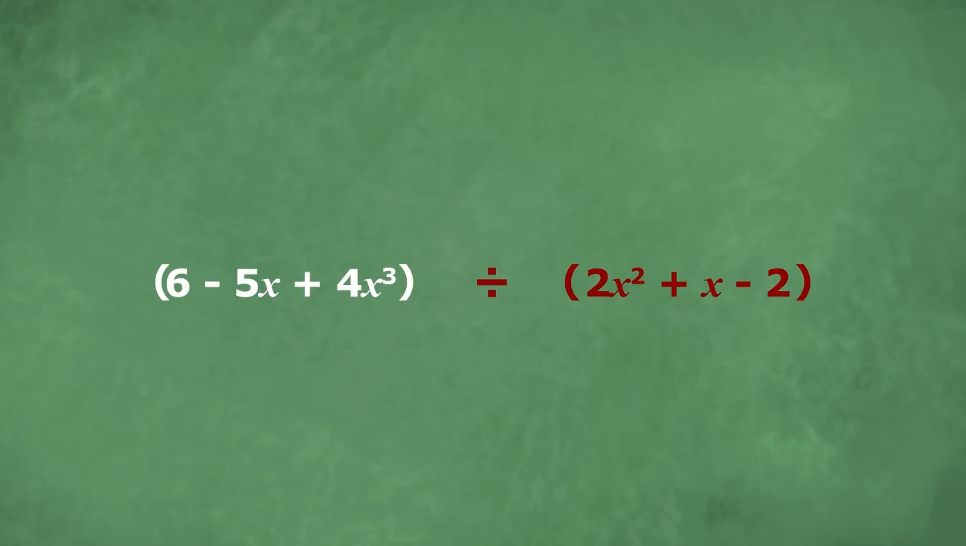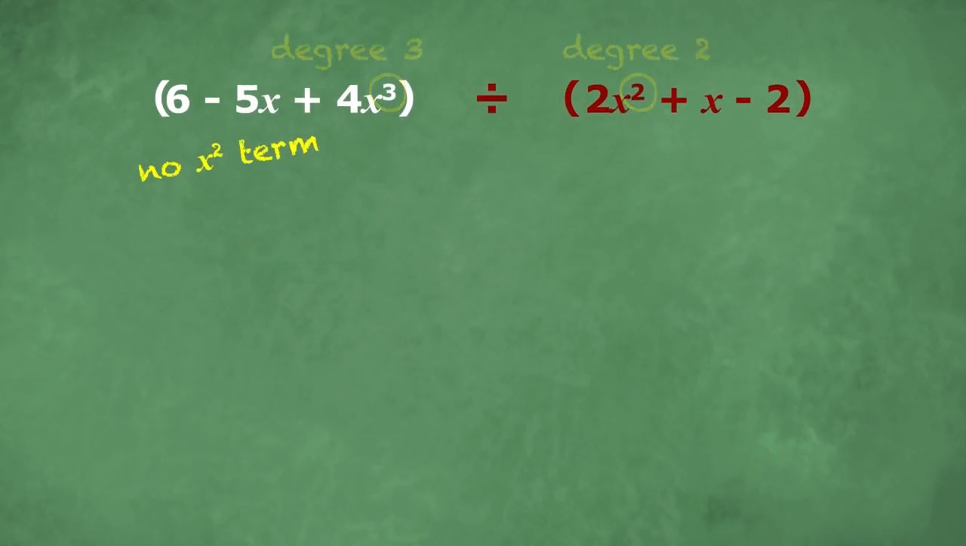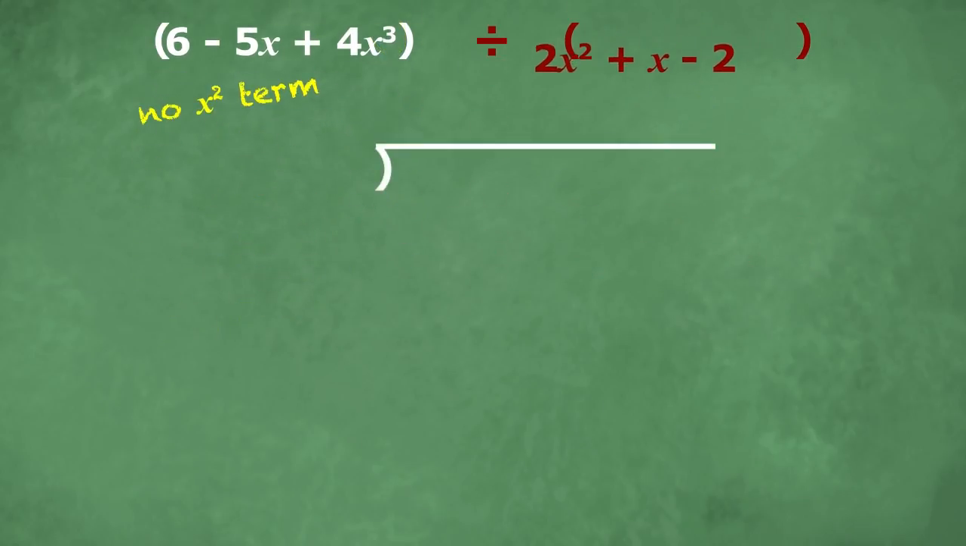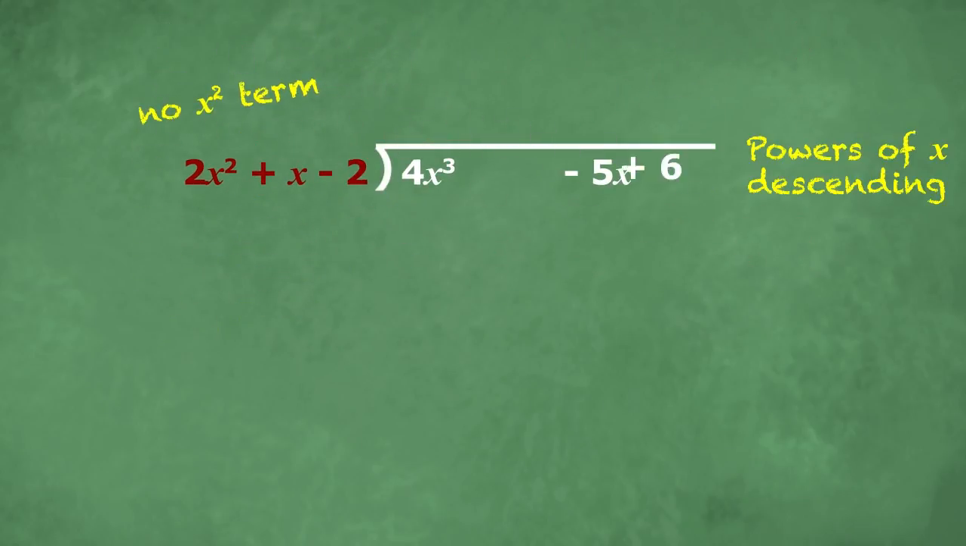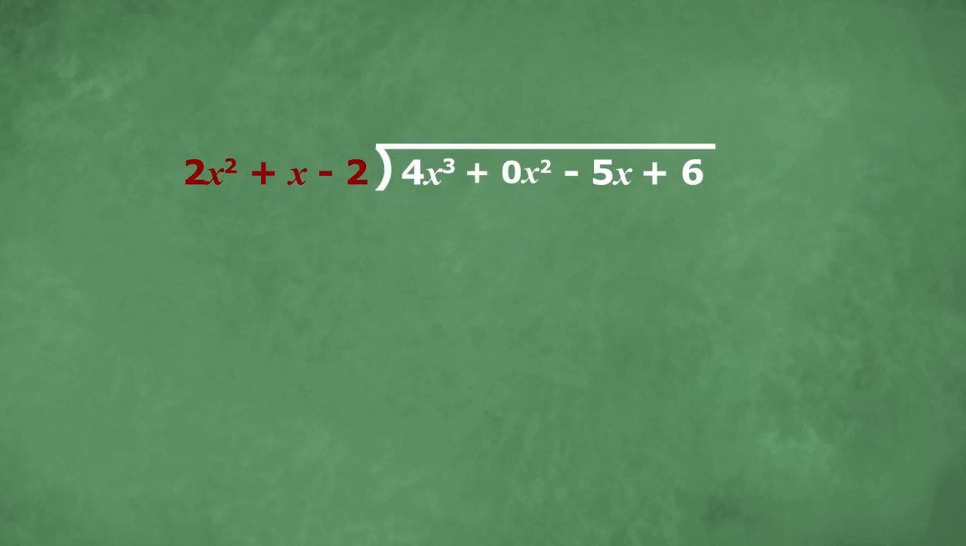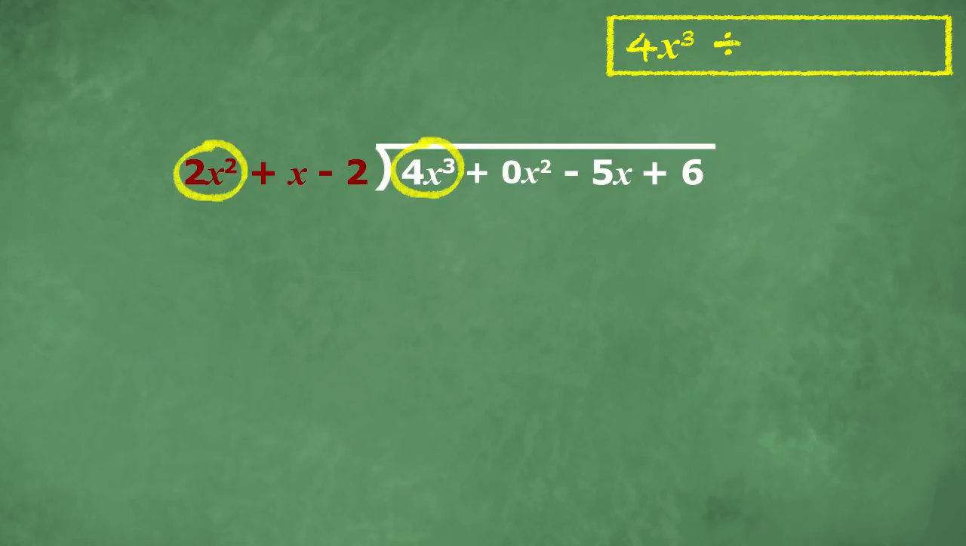Let us look at one last example. A degree 3 polynomial is divided by a degree 2 polynomial. We can see that there is no x squared term in the dividend. For long division, we write the dividend in descending powers and insert the 0 times x squared term. We look at the highest power of x term in the dividend and divisor. What is 4x cubed divided by 2x squared? Yes, the answer is 2x.